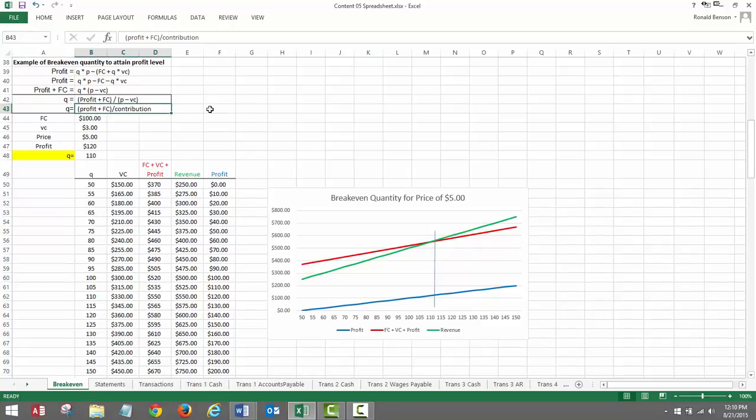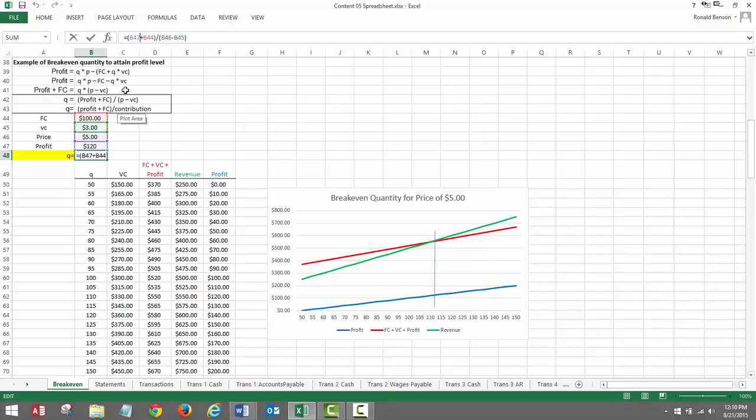So we can state it this way. If the same fixed cost of 100, the same variable cost and price of $3 and $5, but say we wanted a profit of $120. This could be 120,000, 120 million. We'll keep it small and simple with $120. So we can solve for that using this equation. Here we have it up here.